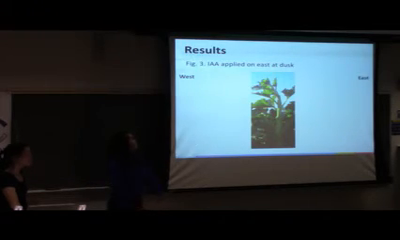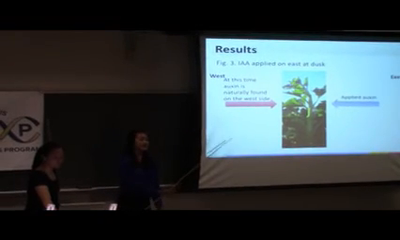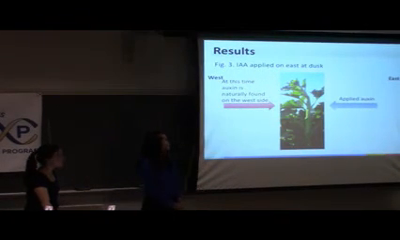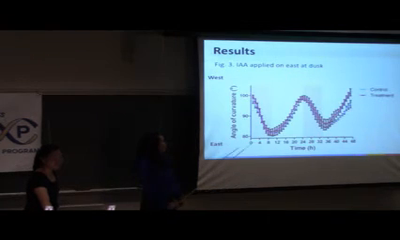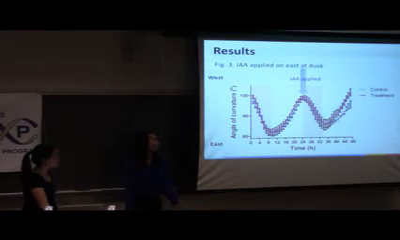So for our third experiment, we applied IAA on the east side at dusk. Auxin is naturally found on the west side at this time, so we expected an inhibition of movement towards the east at night. When auxin was applied here, surprisingly, there were no effects.